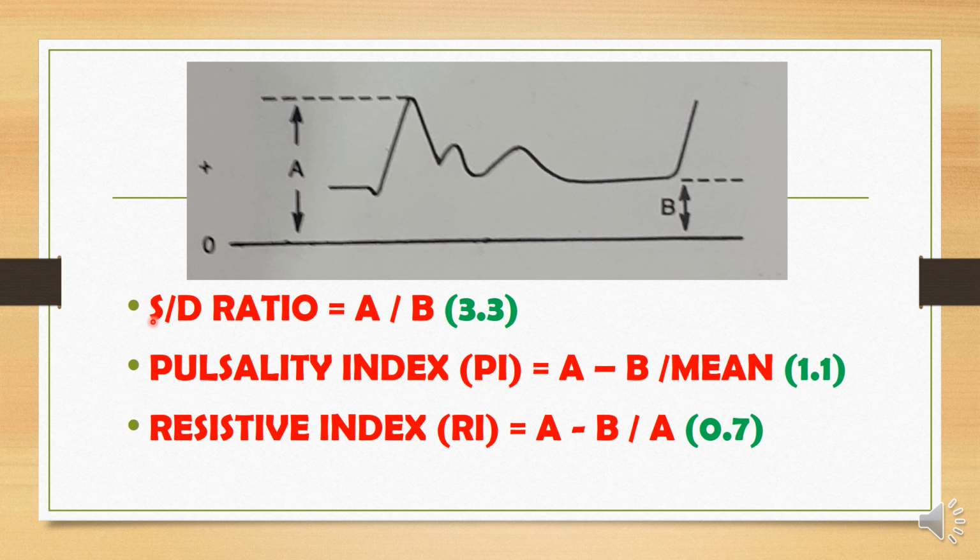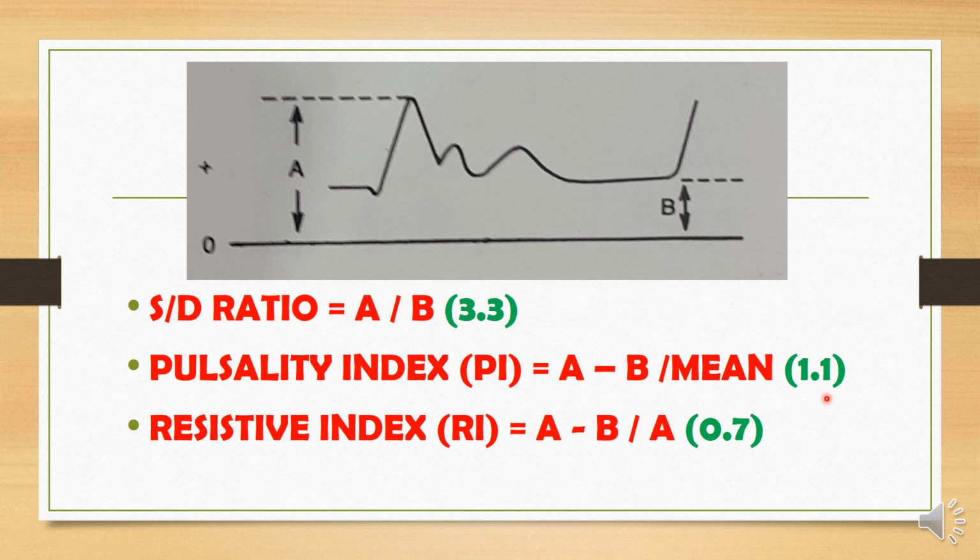One is the SD ratio, which is systolic by diastolic ratio, S by D. So suppose this is a spectrum, then this peak systolic velocity will be A, and this end diastolic velocity will be B. So A by B is the SD ratio. Similarly, there is another index which is the pulsatility index, PI. The formula is A minus B divided by the mean of A and B. And the resistive index, which is RI, the formula is A minus B divided by A.